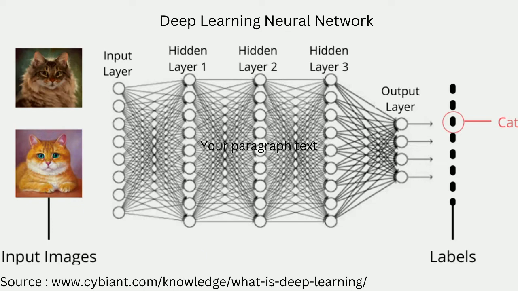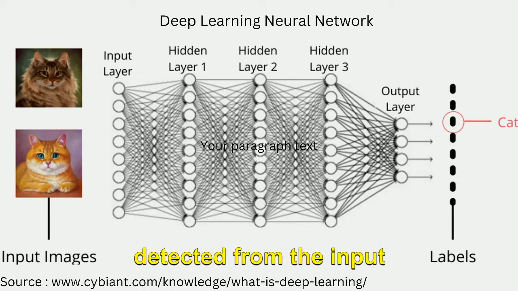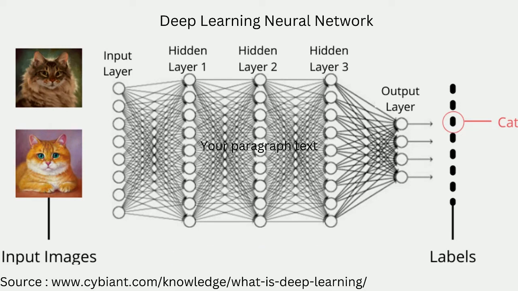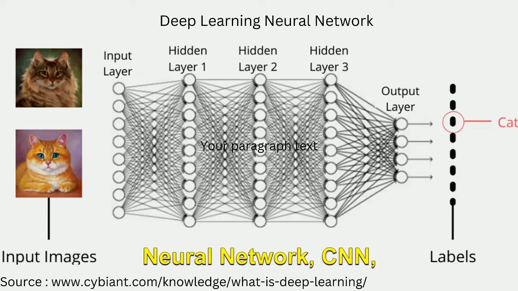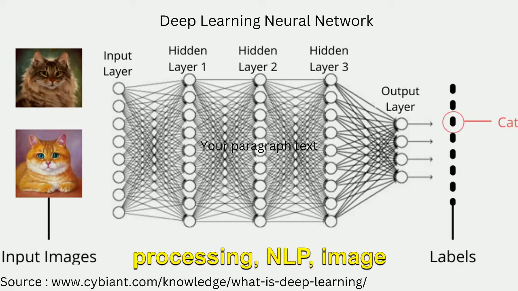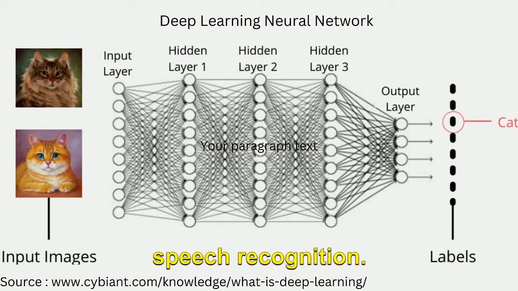In the given example, cat is the label as detected from the input images through the training of the neural network, considering the input features at each level. Now, the main architectures of deep learning are convolutional neural network (CNN), recurrent neural networks (RNN), and generative adversarial networks (GAN). Finally, a few important applications of deep learning are natural language processing (NLP), image recognition, and speech recognition. And these have been widely used in generative AI, including large language models.